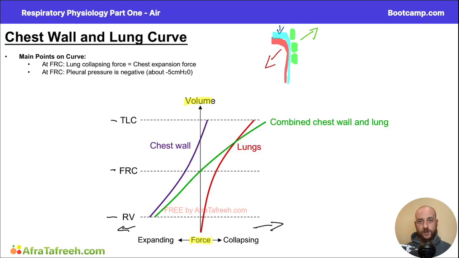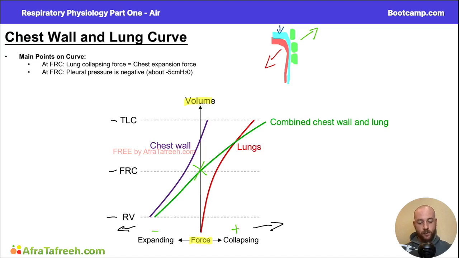And so the way to generate this curve is we're just adding the lungs and the chest wall curve together. So if we just arbitrarily assign collapsing force to be positive and the expanding force to be negative, if we were to take a look at, let's say, this volume right here, the lungs have this positive collapsing force and the chest wall has this negative expanding force. And if we were to add those two values together in our combined system, we would end up somewhere around here. And so the most important point on this graph and the most important point in this video is this point right here, right in the middle of the graph.